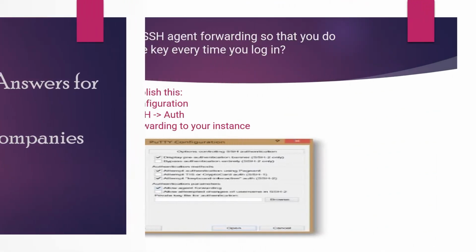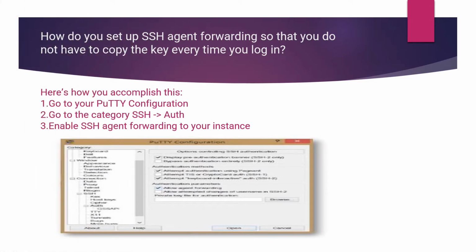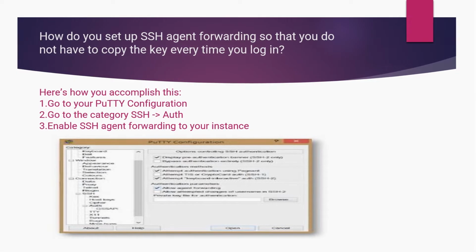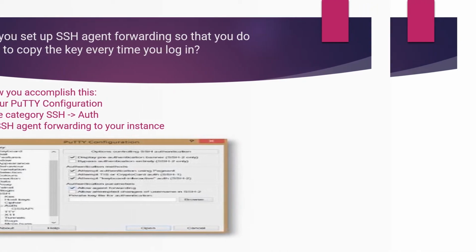How do you set up SSH agent forwarding so that you do not have to copy the key every time you log in? Here's how you accomplish this. Go to your PuTTY configuration, go to the category SSH > Auth, enable SSH agent forwarding to your instance.